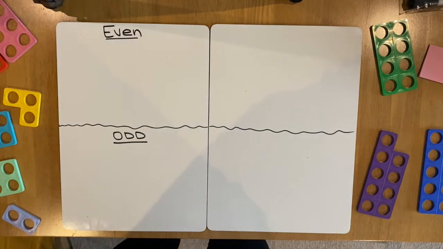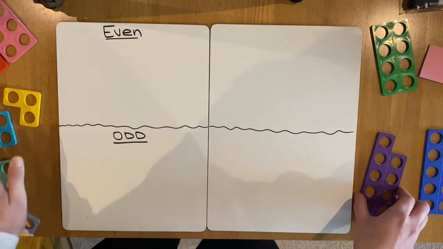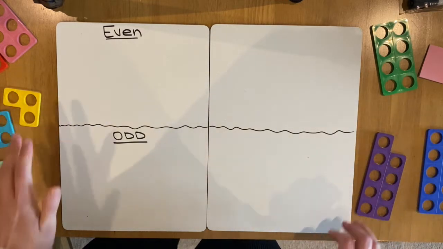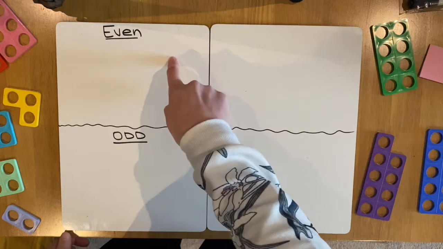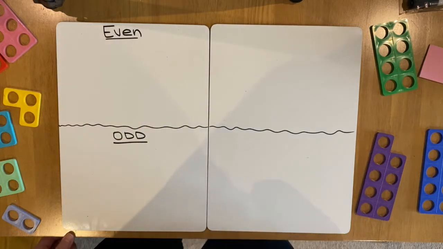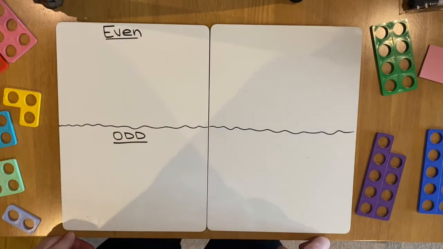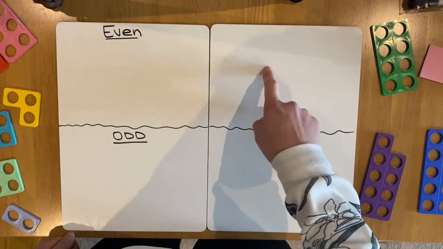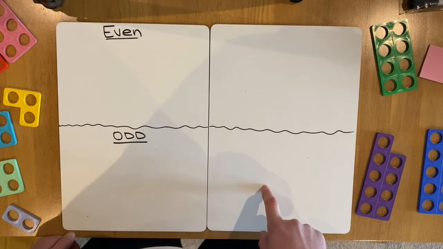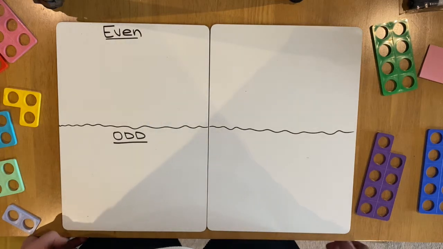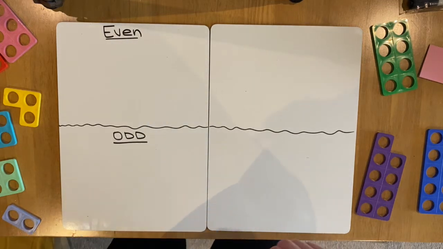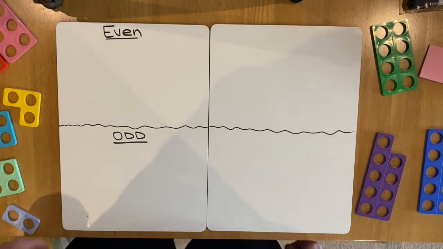Hello Year 2. Today we are going to be doing even and odd numbers. The first thing we are going to do is sort out the Numicon. After we sort the Numicon into even and odd, then we are going to be looking at some two-digit numbers and thinking about whether those numbers are even or odd. Then after that, we are going to do a challenge. So, first thing we have to do is sort out the Numicon.